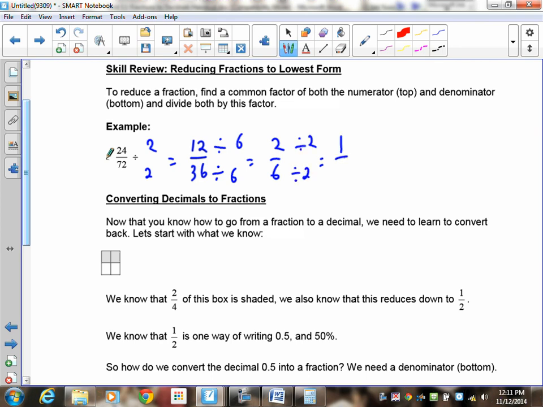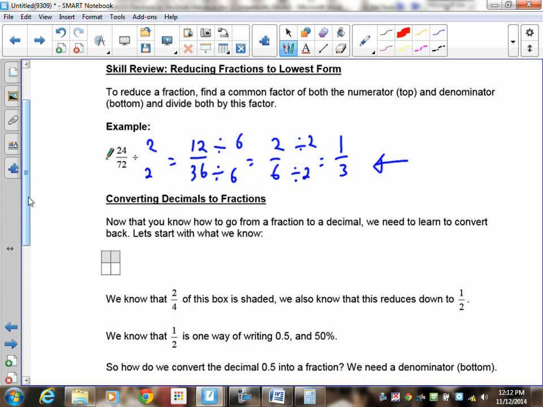And that gives you 1/3. Now this is the manual way of reducing fractions. This is from grade 6. So you have to know this because when we convert from a decimal to a fraction, you're going to have to do some reducing. So let's look.